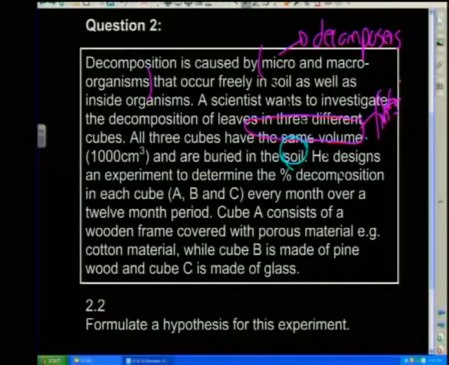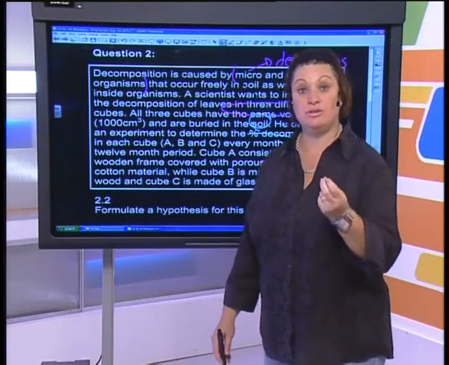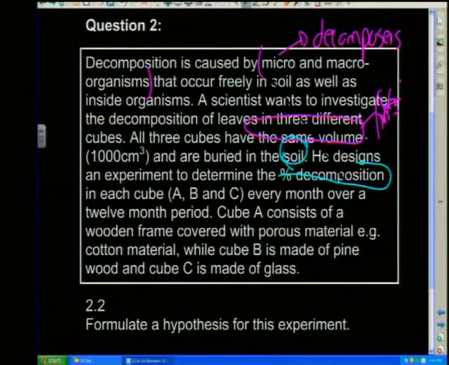What he wants to know, the percentage of decomposition. What is that going to be? That is going to be your results. That is going to be your dependent variable. He doesn't know what to expect. Now, what he does is the following. Now this is where the difference comes in.